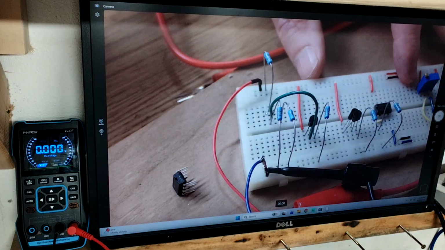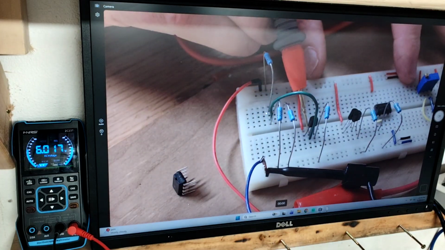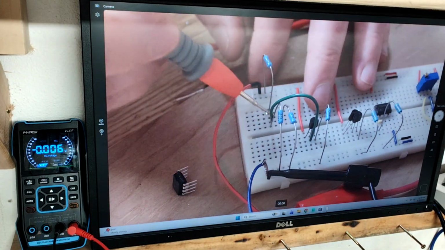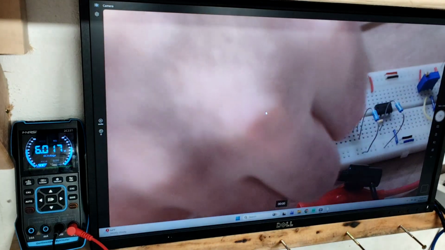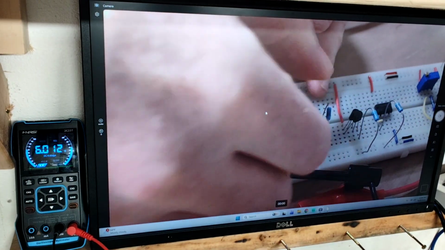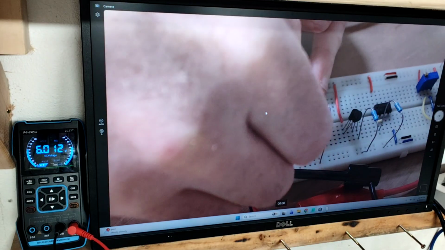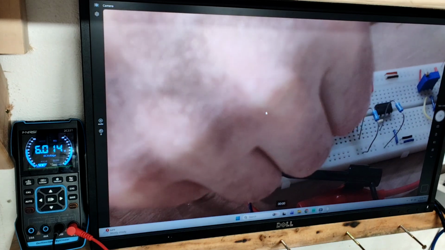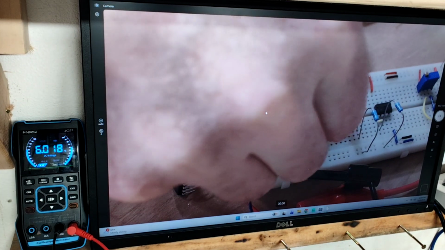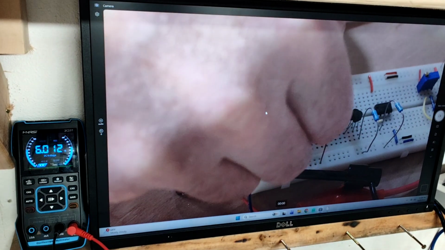Now, we see some small drop here. So let's measure it over here. You can really see it. Okay, right now it's 6.018, and then if I remove the load, 6.012. Well, not what I was expecting. Add the load. Well, I guess it really makes very little difference.